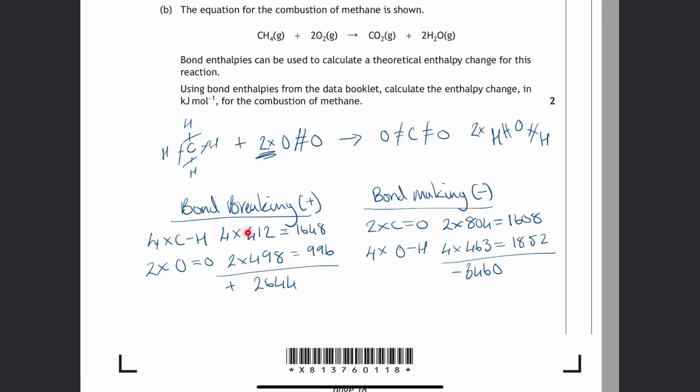So I've taken the bond enthalpy values from the data booklet, multiplied them out and added them up on both sides. So our bond breaking is a total of plus 2644 and the bond making is a total of minus 3460. Now to get the overall enthalpy change, all we have to do is net these. So 2644 plus minus 3460. And when we put that into a calculator, we get minus 816 kilojoules per mole.